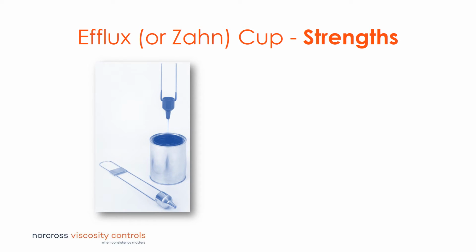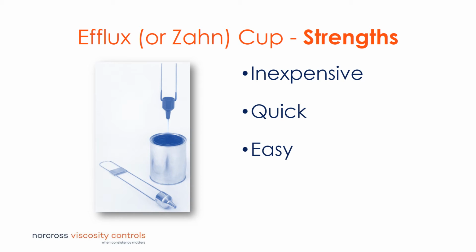Its strengths are that it is inexpensive. The Efflux cup is by far the least expensive of these options. It's quick. Getting a reading takes a very short period of time. Zahn cup times are generally measured in seconds. It's easy. It's simple to use and easy to train someone to use.